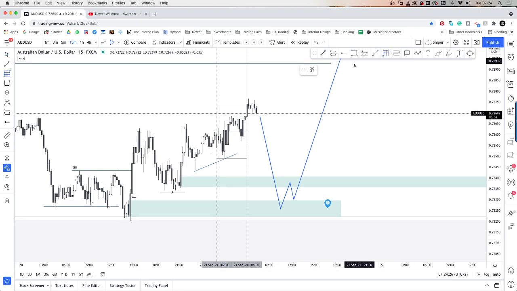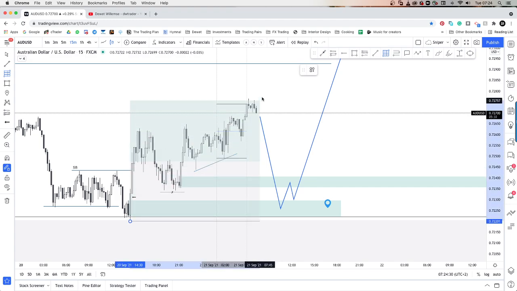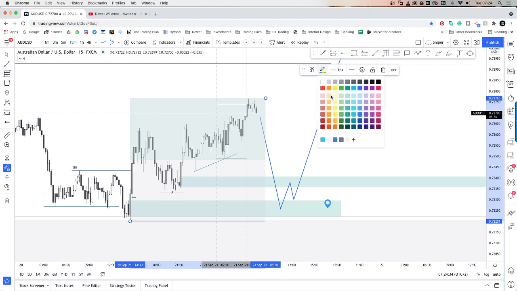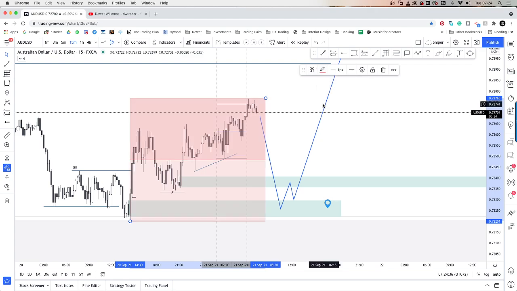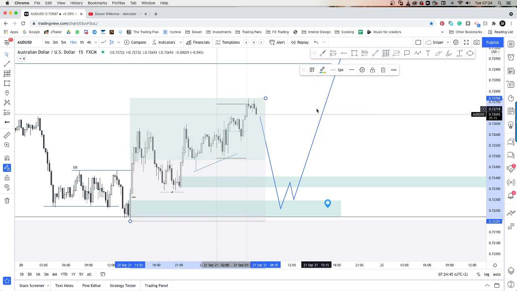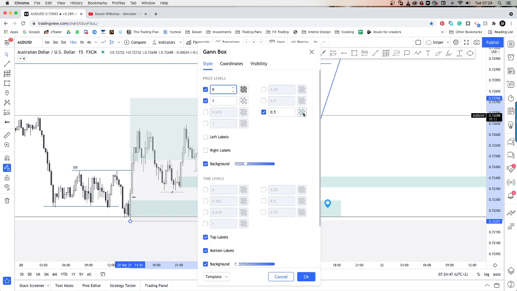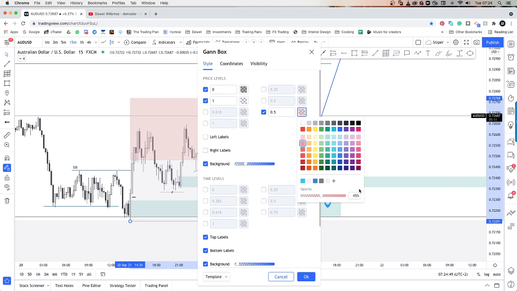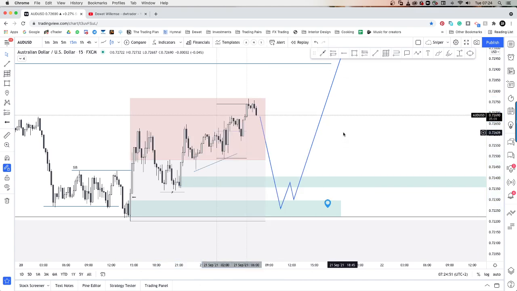Also, we need to consider this zone, this impulse leg. I need to change that color. There's too much teal going on here. Oh, that's definitely not what I want to do. Can I go back? Yes, I can. Ah, it's back. And we can go here and change it to red. Yes, that's better. So this is the entire range that we're trading within.